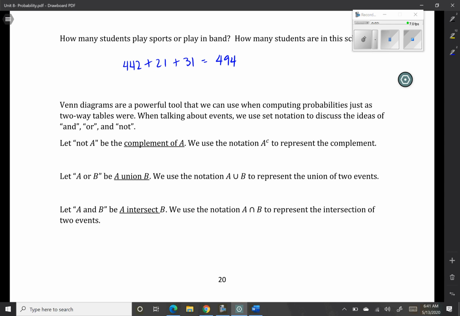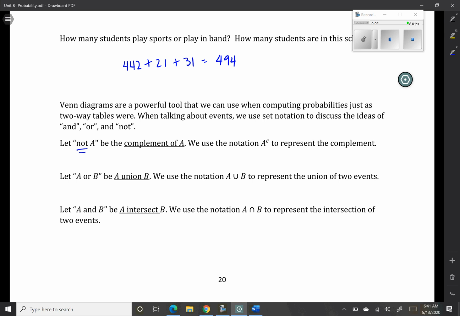So Venn diagrams are a tool that we can use instead of using a two-way table. There's a couple ideas that we're going to look at today. We're going to look at the complement of an event, the union of two events, and the intersection of two events. A complement is the opposite of the event happening. So if I know the probability of rain today is 30%, the complement would be the probability of not rain. So we're looking for the word not.